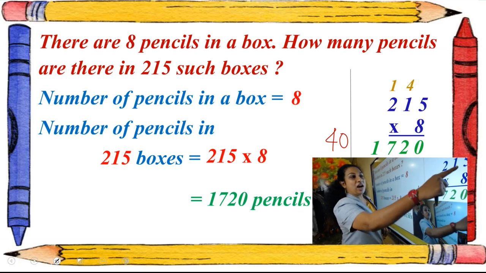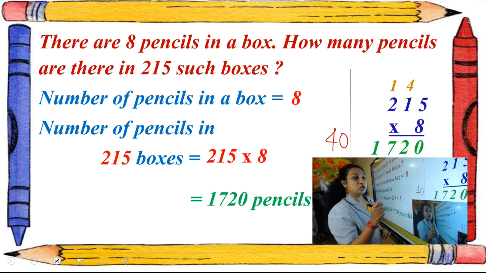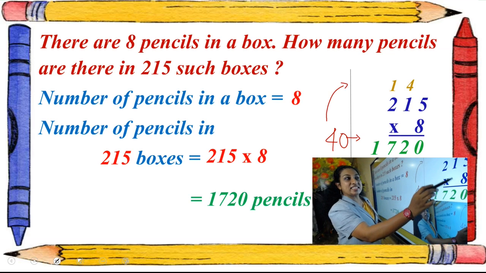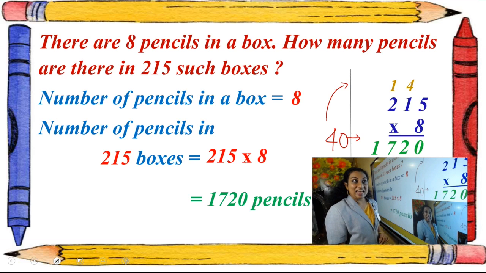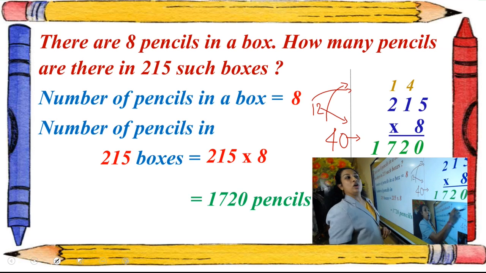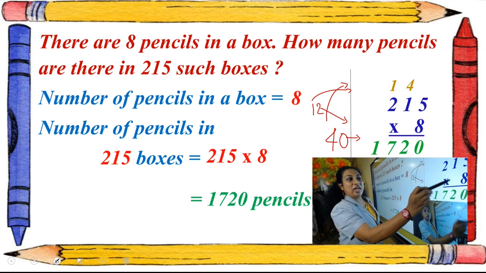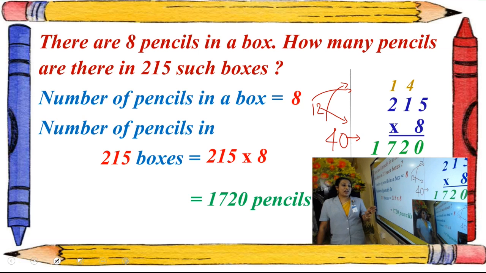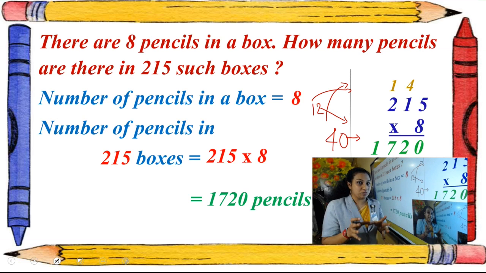I'll explain once again. 5 eights are 40. So, you have to write 0 in ones place and 4 in tens place. Now multiply 8 and 1. 8 ones are 8 plus 4, 12. So in 12, 2 will go down and 1 above 2. Now 2 into 8, 16 plus 1, 17. So it is 1720 pencils. So more questions are given in your textbook.